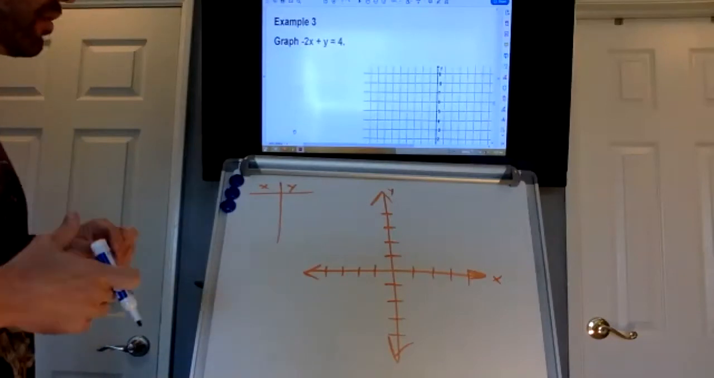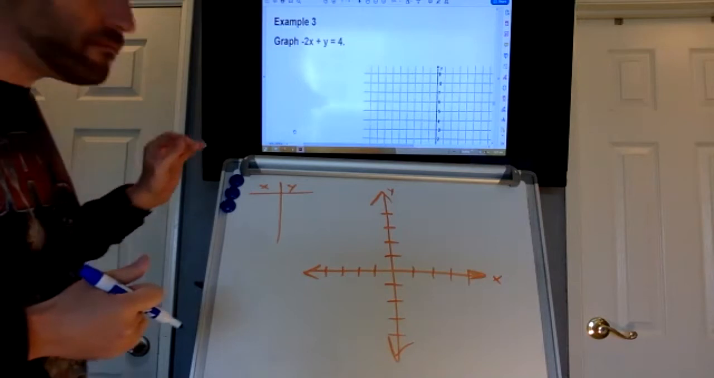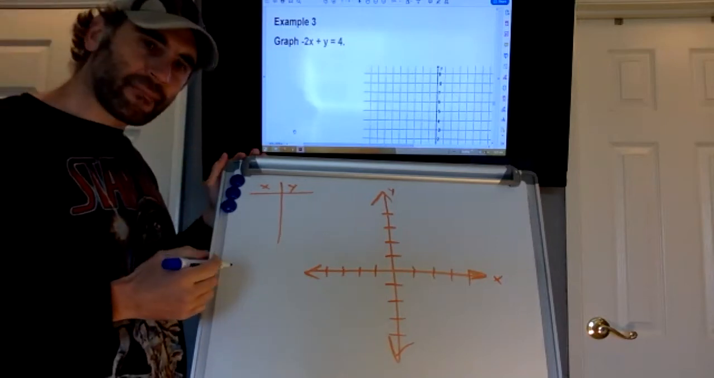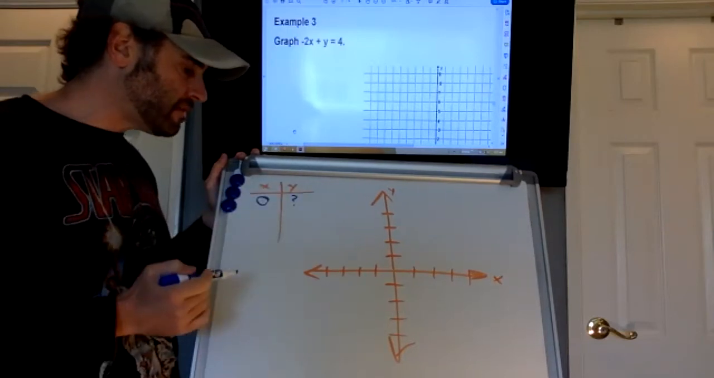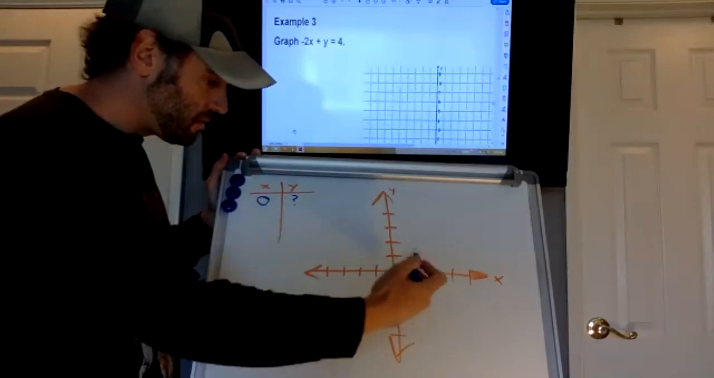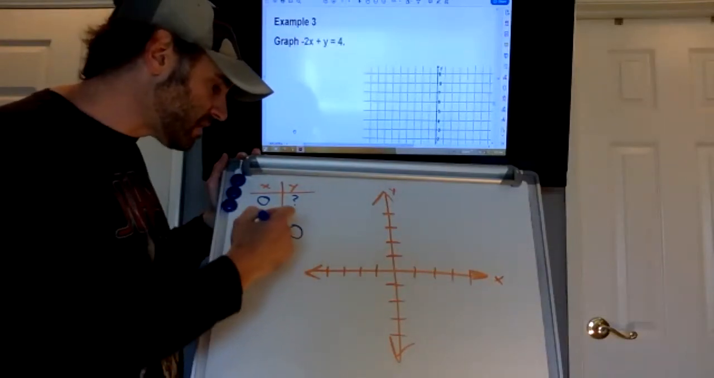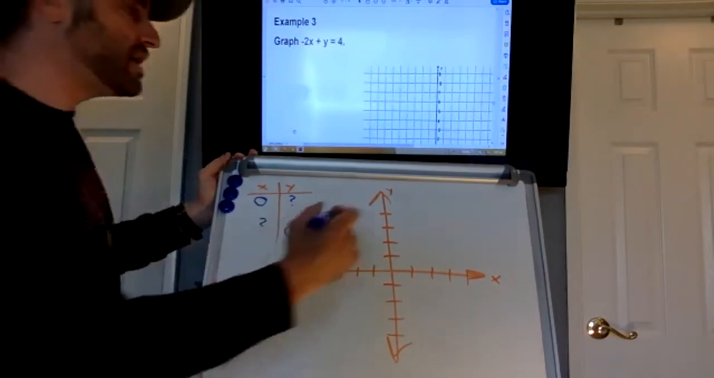Okay, so how do I find the y-intercept? What did we say needs to be 0? The x must be 0 to find the y-intercept. How do I find the x-intercept? You would have to make y 0. If I make y 0, I can find the missing x that goes with it. All right, and my equation is here.